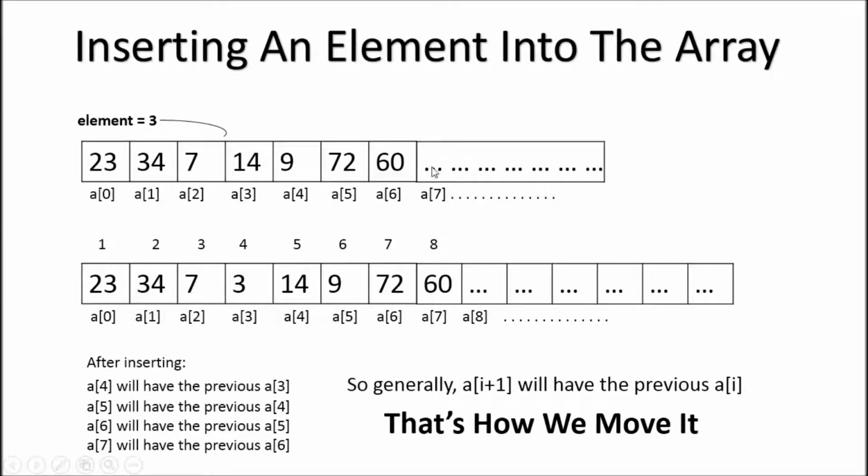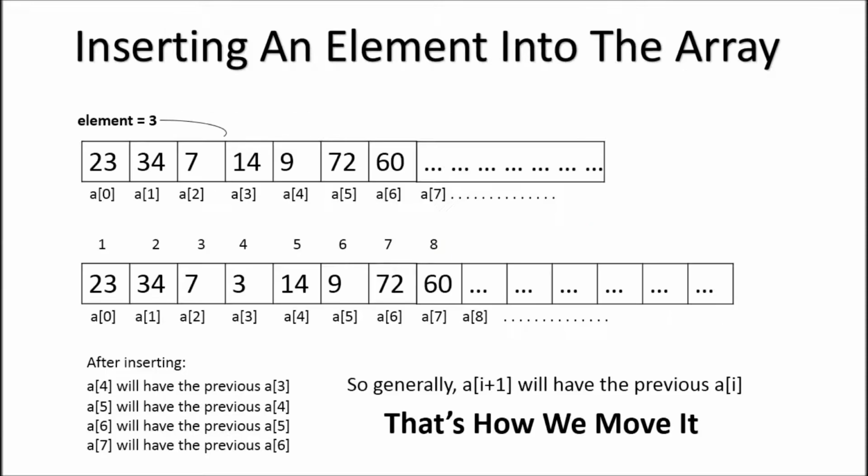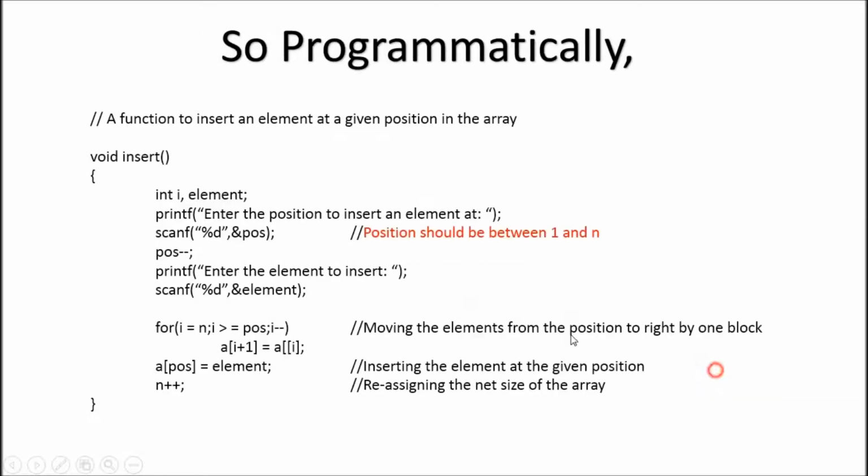This is because n denotes the element that is here. At this position is the n, a of 7, and why we run the for loop till position is because when we start from here, a of 7, we take this element, put it right here. We take the element at a of 5 and put it right here. So that's what basically does this. A of I plus 1 will have the previous a of I.